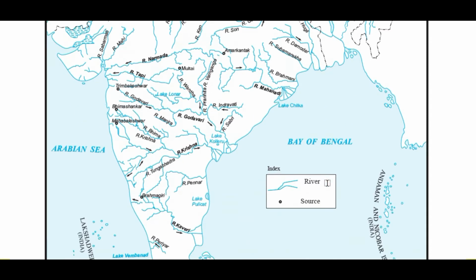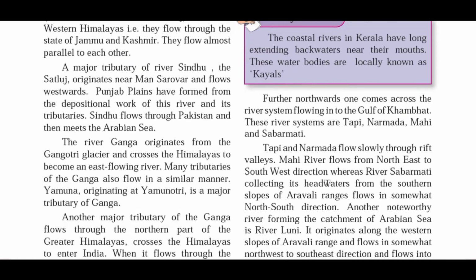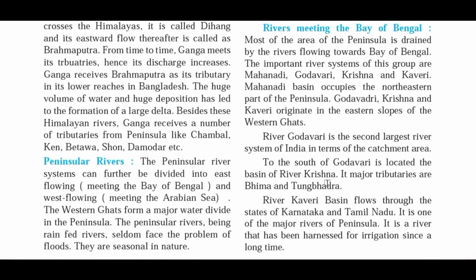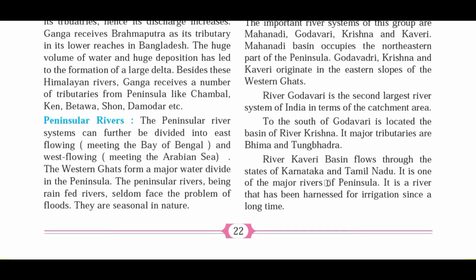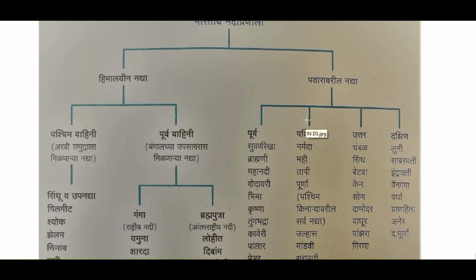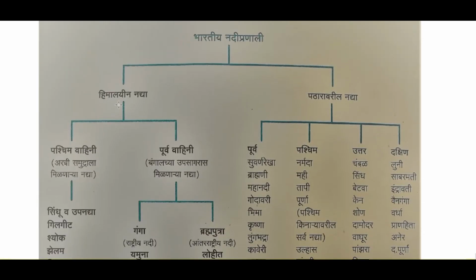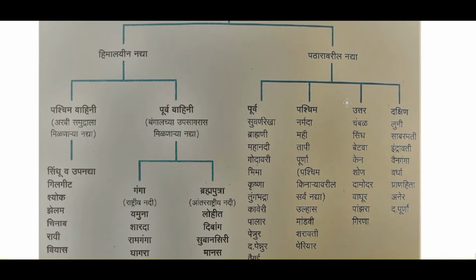In today's video session we are going to discuss the Peninsular river system, the rivers which lie on the peninsula of India. The peninsular river system can be further divided into east flowing and west flowing rivers. I have already told you that we can classify the Indian river system into two major categories: one is the Himalayan river system, another one is the peninsular river system. Again, the peninsular river system can be classified into four categories, but the major categories are these two, the east flowing and the west flowing.